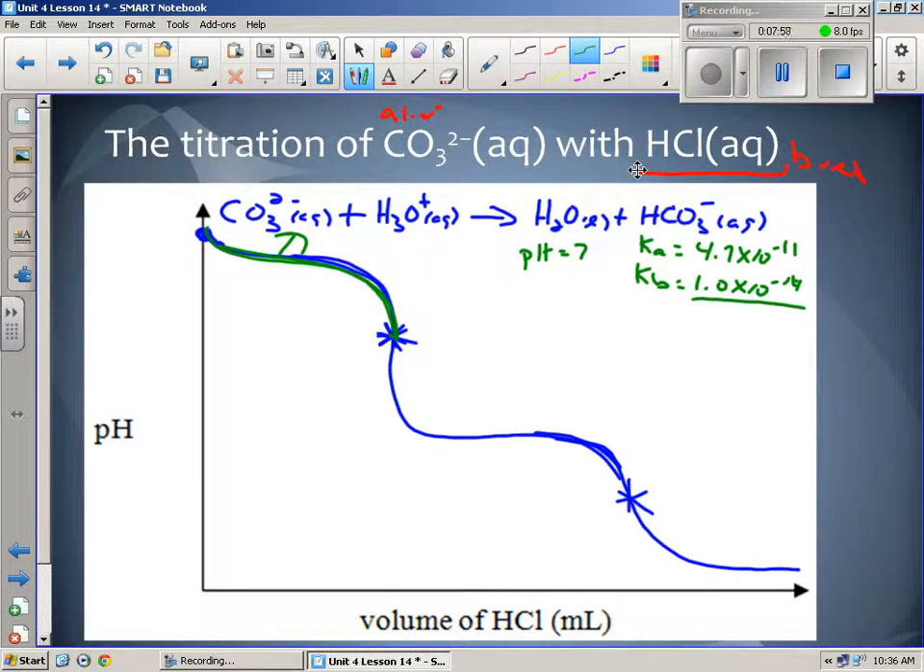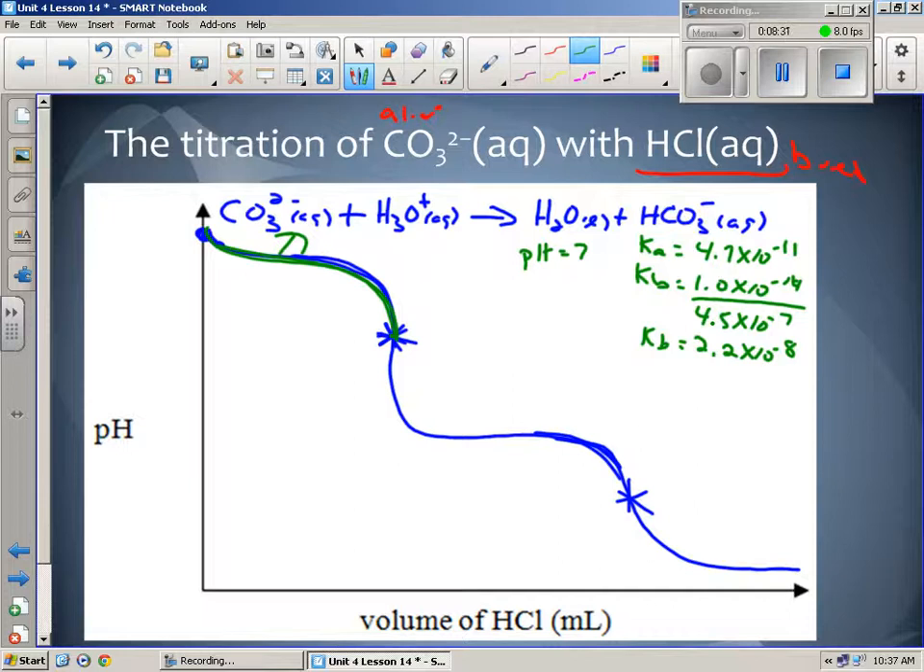What's the conjugate acid of HCO3 minus? H2CO3, right? So find HCO3 minus as a base. Okay, there it is right there. The conjugate acid is H2CO3. That's 4.5 times 10 to the negative 7, yes? So I'm going to divide those two. Kb here should work out to be, I think I have that number here, 2.2 times 10 to the negative 8, yes? Okay, good.